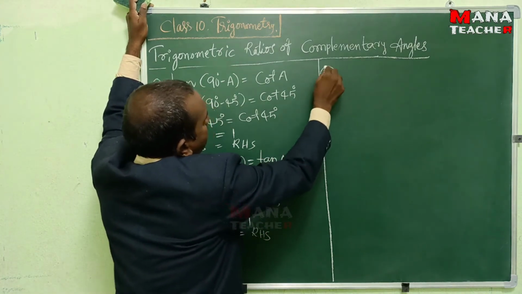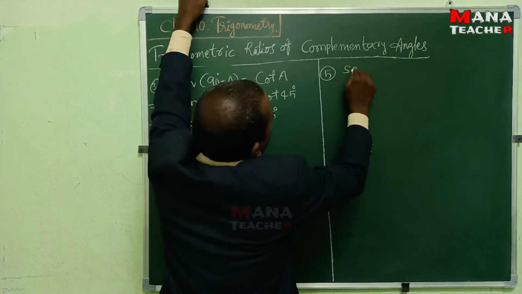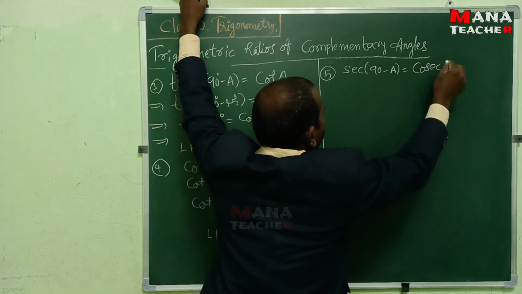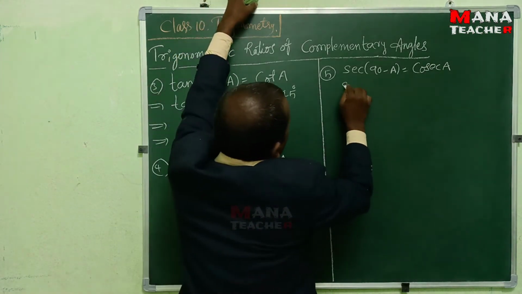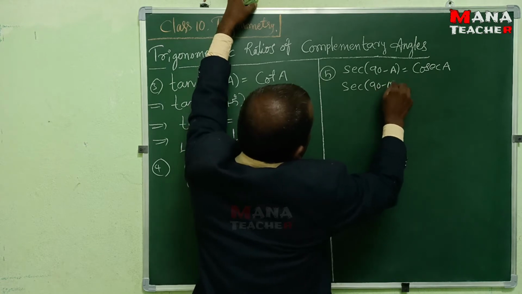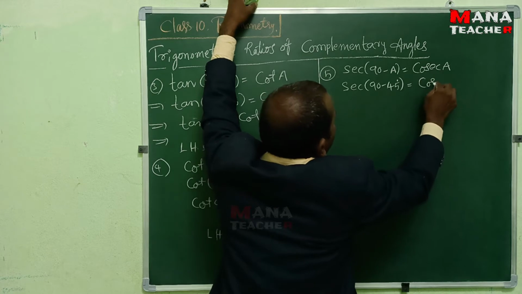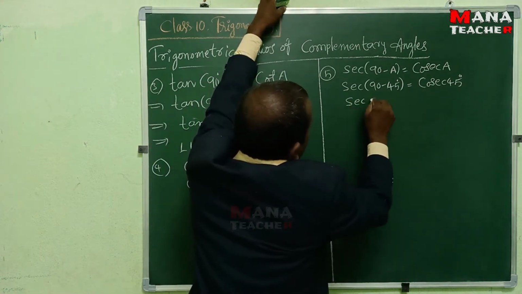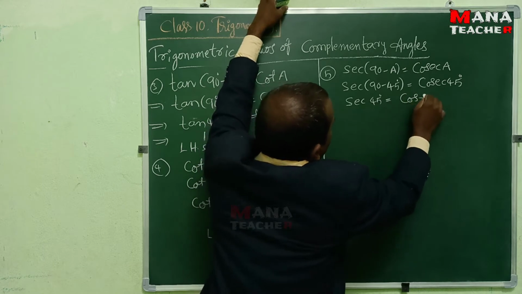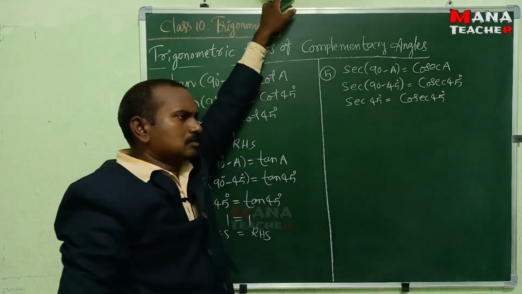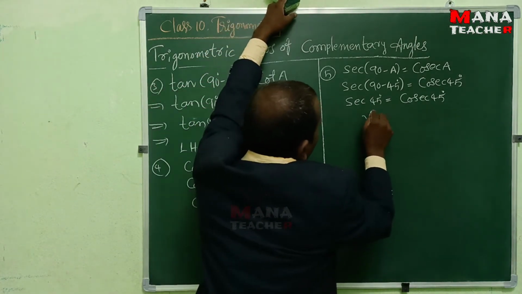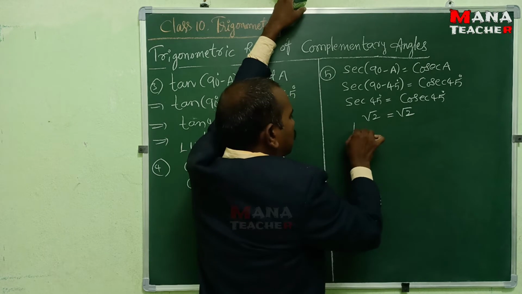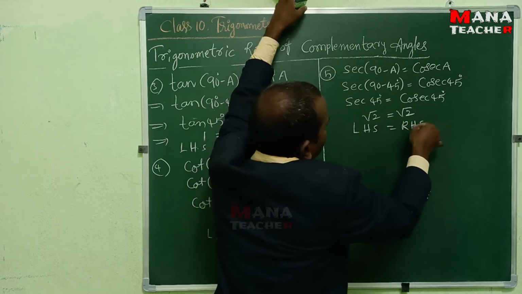Fifth one, sec(90 minus A) equals cosec A. Here also, substituting A as 45, sec(90 minus 45) equals cosec 45 degrees. The value of sec 45 is root 2, and cosec 45 is also root 2. LHS is equal to RHS.